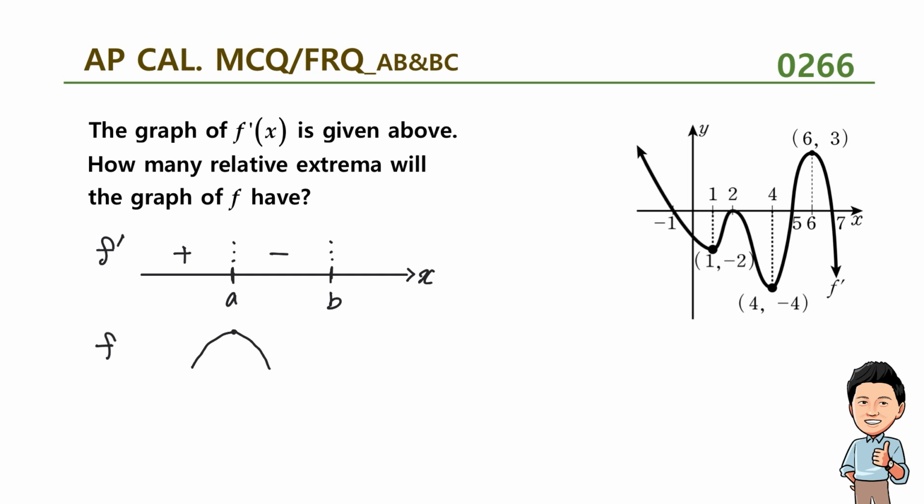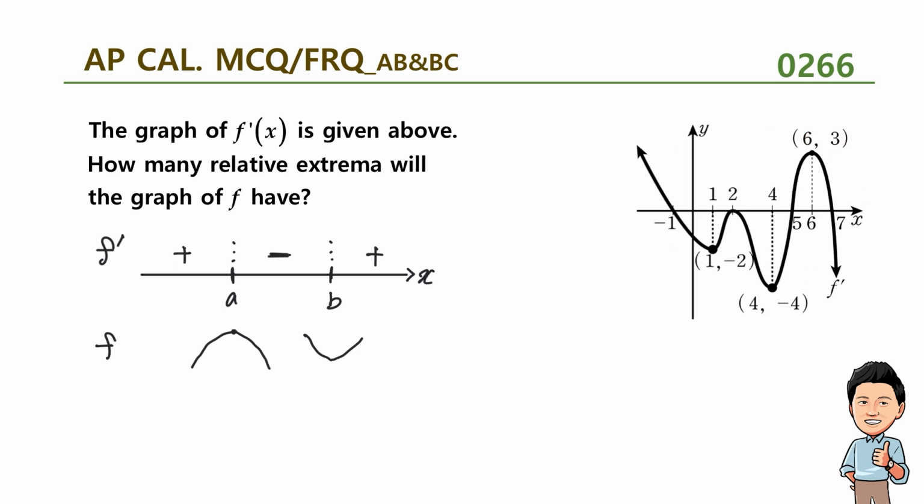If the sign of f prime changes from negative to positive, then we know that f has a relative minimum at x equal b because the function f decreases here and then increases. So far so good? So now let's look at this figure right here.